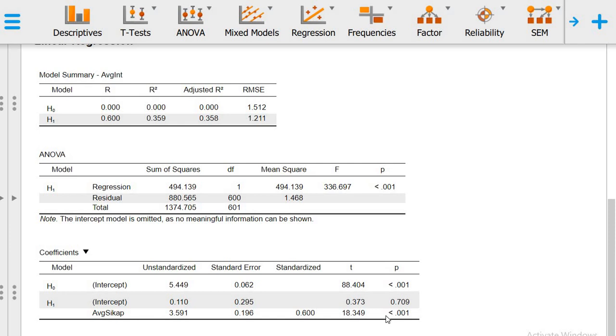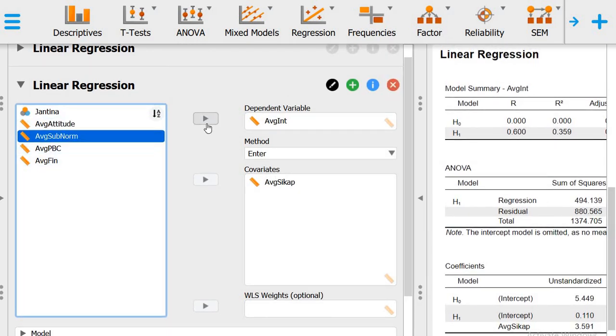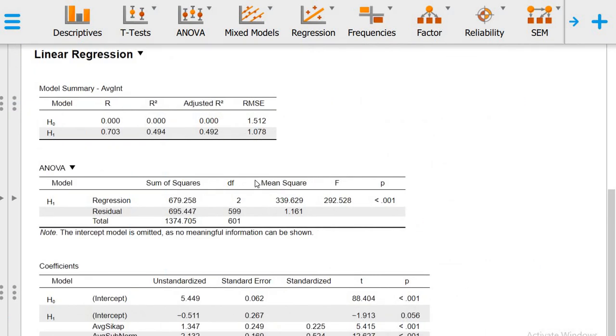So that's a significant value. And you may ask, why do we have unstandardized and standardized? The importance of the standardized coefficient can be seen if we add another one. Let's add subjective norm into the covariate. So now what we have is an increased R value. Now our model is more powerful in explaining the variances of intention. The model itself is still significant.